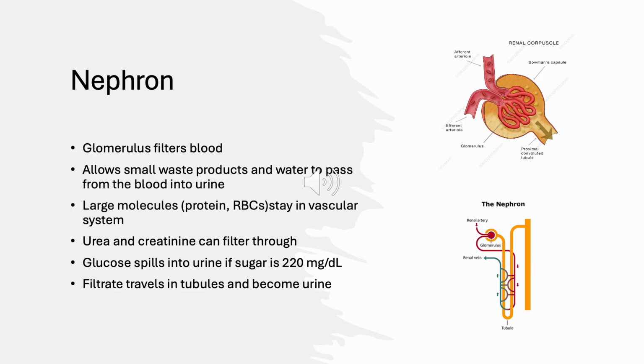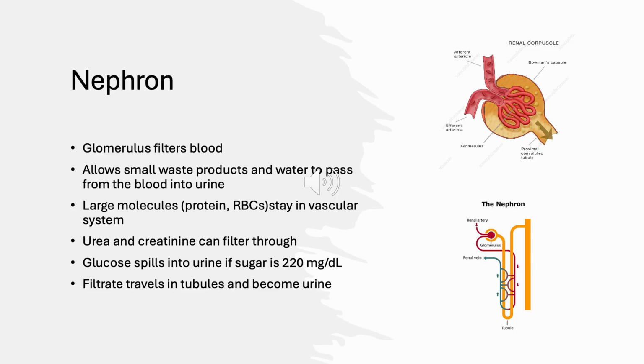The nephron is the basic functional unit of the kidney. I promise I'm going to make this painless, okay? The glomerulus is in the center of the nephron, and Bowman's capsule is around the glomerulus. Now, the glomerulus is a network of capillaries, and it lets small molecules of water and waste products pass through from the blood into the urine. It prevents the larger molecules, such as protein and red blood cells, from going into the urine.